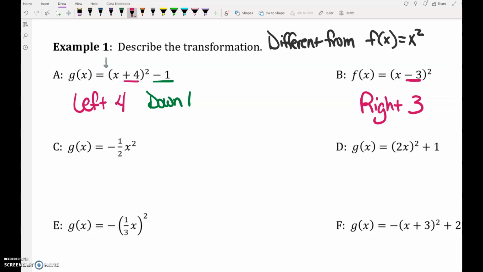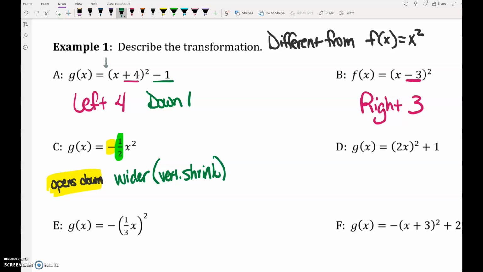Okay, C, there's a couple things happening in C. First of all, the negative. The negative is going to make it open down. And then the 1/2 is going to make the graph wider. That's called a vertical shrink.